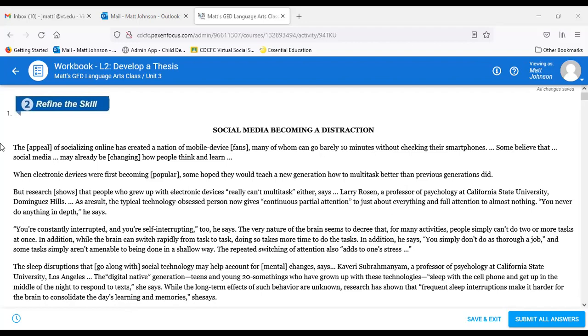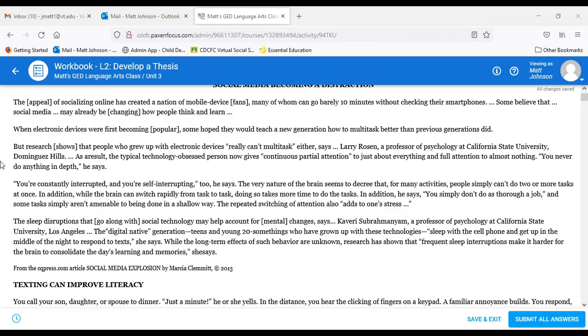The very nature of the brain seems to decree that for many activities, people simply can't do two or more tasks at once. In addition, while the brain can switch rapidly from task to task, doing so takes more time to do the task. In addition, he says, you simply don't do as thorough a job, and some tasks simply aren't amenable to being done in a shallow way. The repeated switching of attention also adds to one's stress.